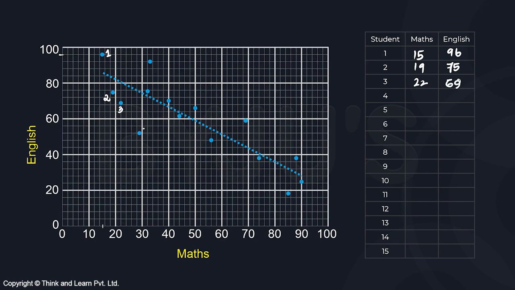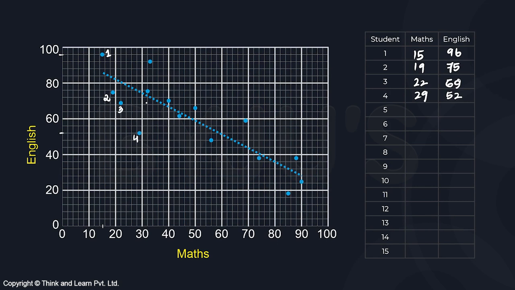If we look at student number 4, his math score is between 28 and 30. So this is going to be 29. And his English score is 8 less than 60. That will result in 52.